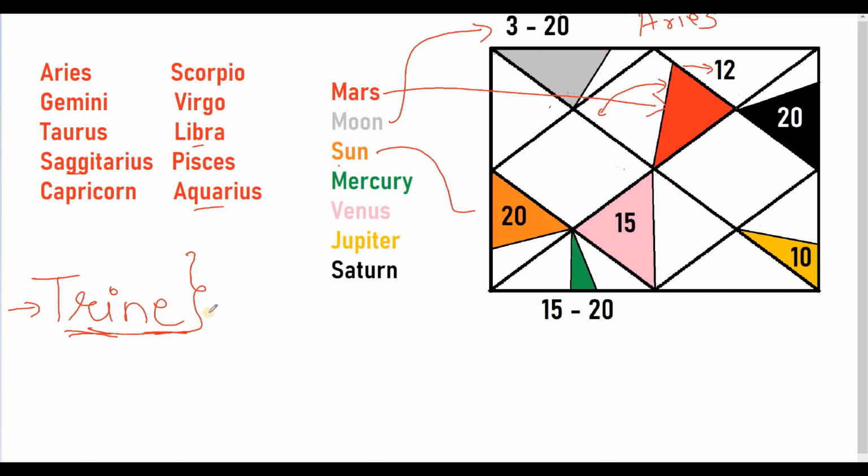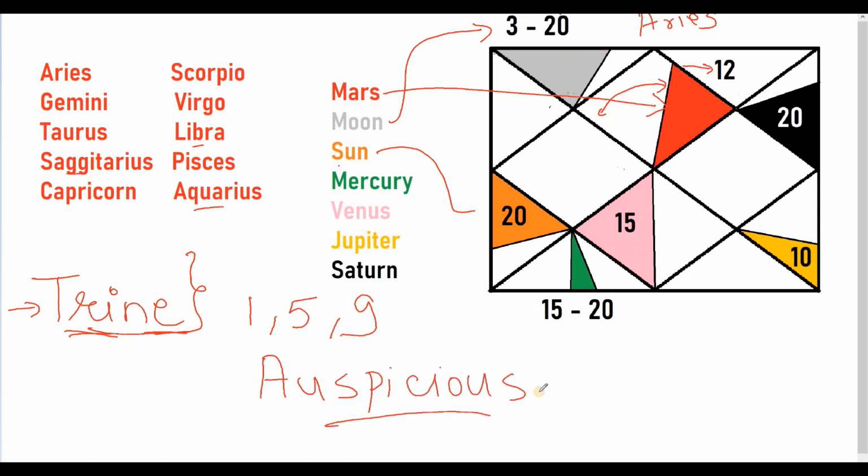And if you think about other places in astrology and other Vedic sciences where the word trine is used, at least in astrology, trine is used for houses 1, 5, 9. And the basic theme with trine or trine houses is that they are auspicious, that they are good houses.